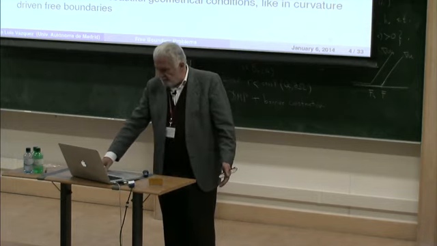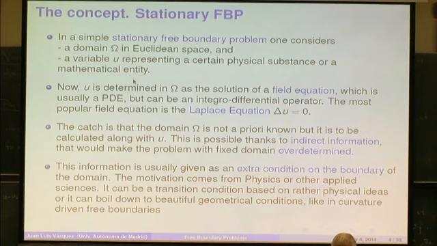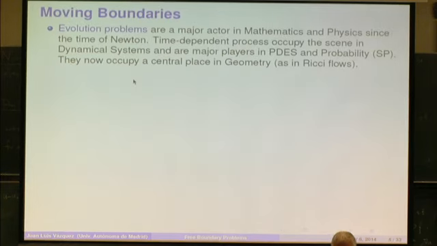And the extra condition is usually called the transition condition, and this is where the physics comes. You select the problems because they have good physics. Otherwise, the number of possible conditions is infinite, and none of them is very interesting. So these are the stationary problems.